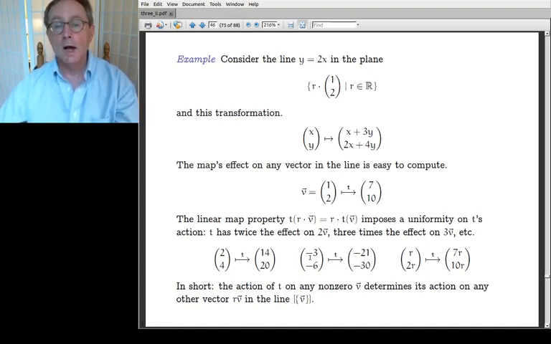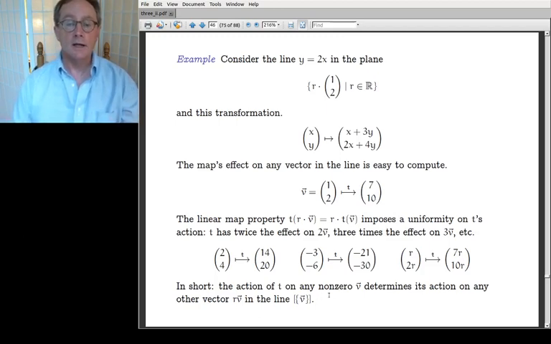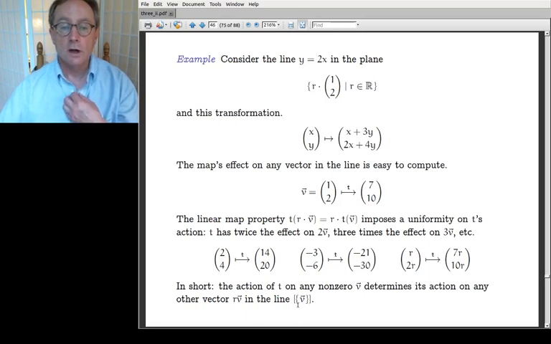So (2, 4), (-3, -6), (r, 2r), they all show the exact action of T. (2, 4) is double the (7, 10). (-3, -6) is minus 3 times the (7, 10). And (r, 2r) is r times the (7, 10). In short, summarizing, the action of T on any non-zero vector in the line determines its action on any other vector in the line. Did you see the notation's a little tight there? So that's the span of the set containing the one vector v. You know, that's the line.